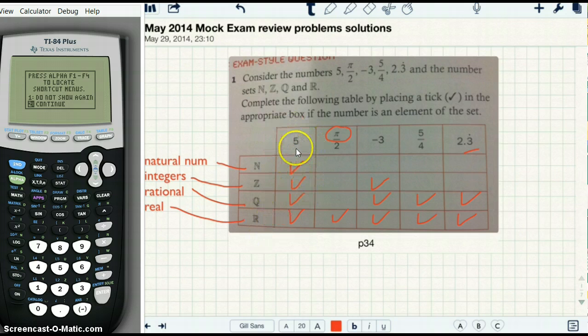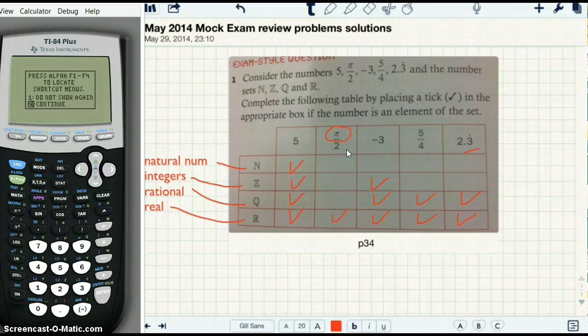So let's start with the easiest one, 5. 5 is a natural number, right? And so once you know it's a natural number, it's also an integer, it's also a rational number, and it's also a real number. Now let's look at pi over 2.